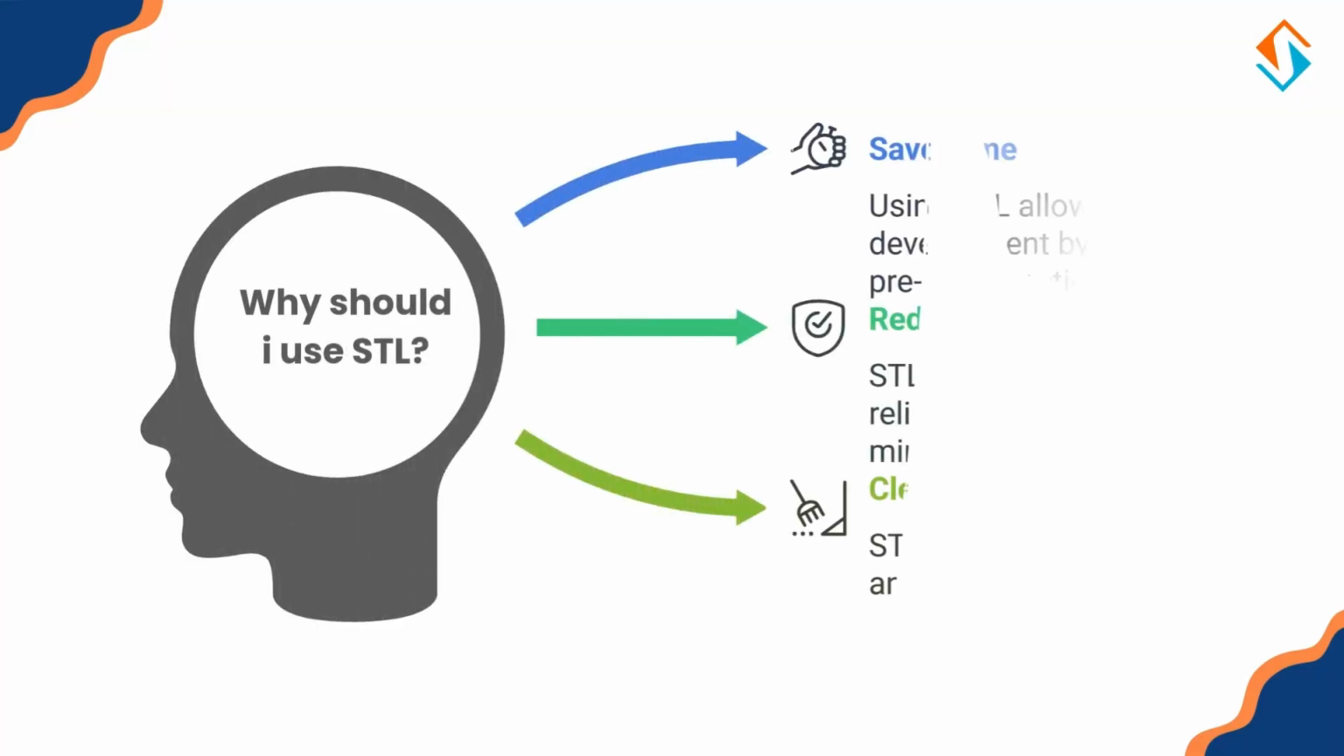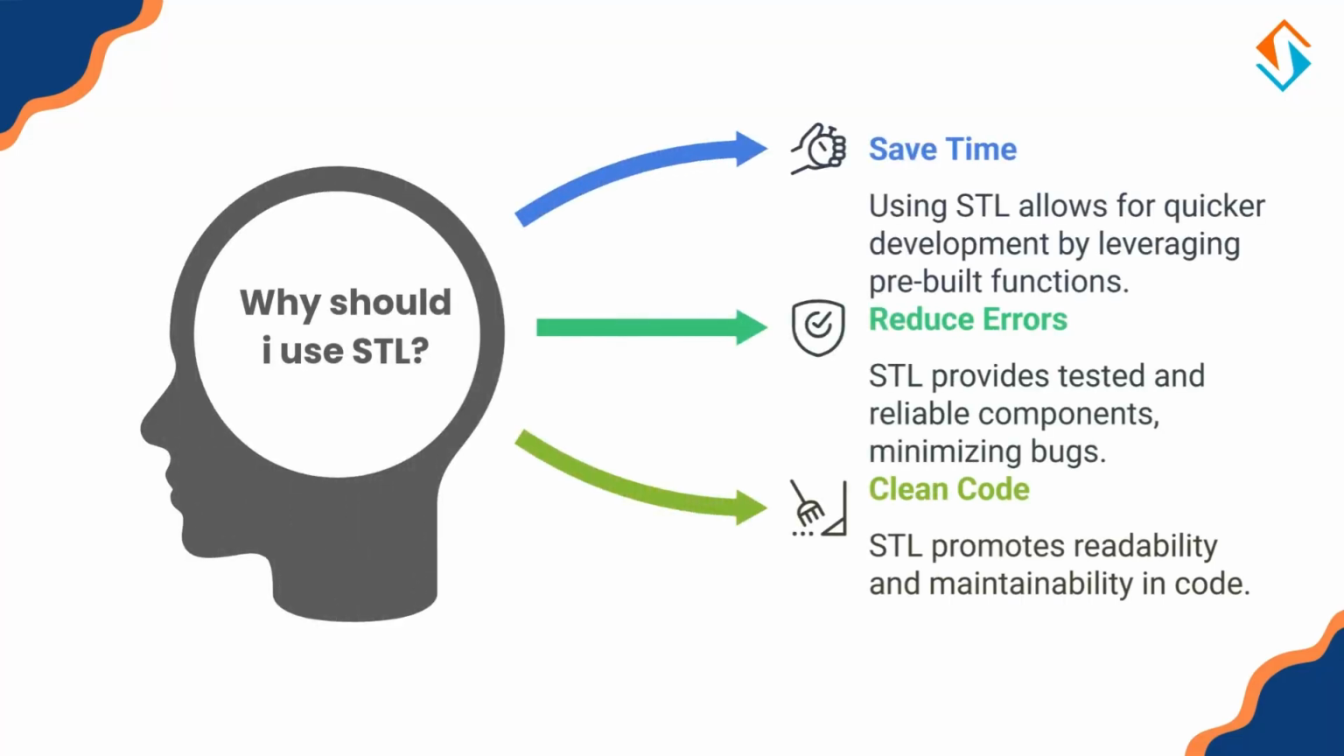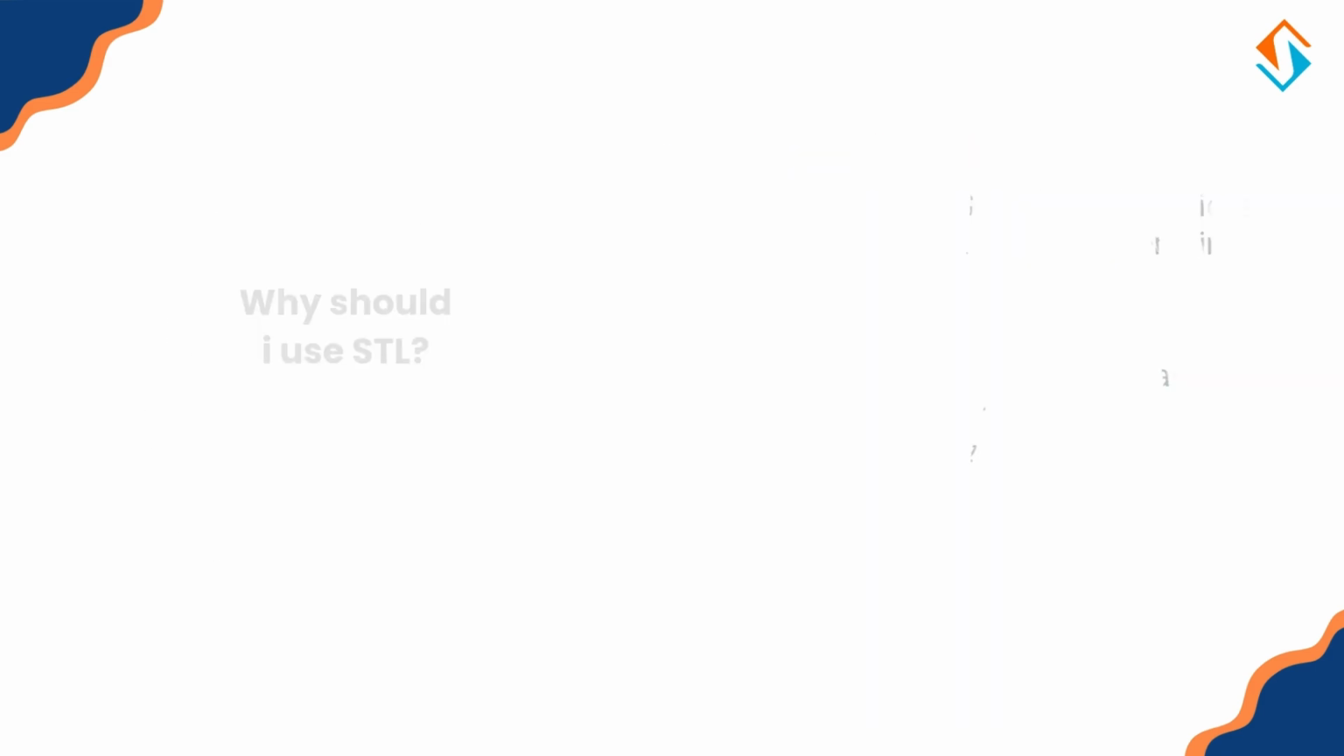Why should you use STL? It saves time, reduces errors, and makes your code clean and efficient. Imagine building a house. You don't need to make every brick yourself, right? STL is like a pre-built toolkit that lets you focus on the bigger picture. And that's STL in C++ simplified for you.